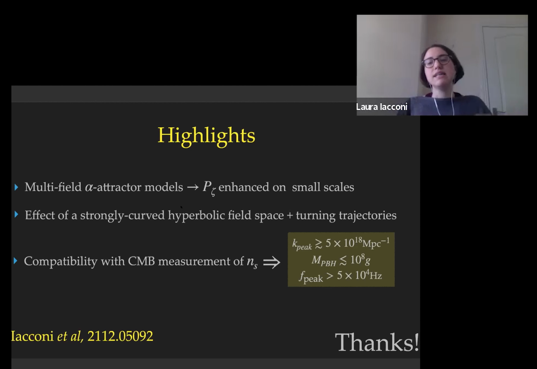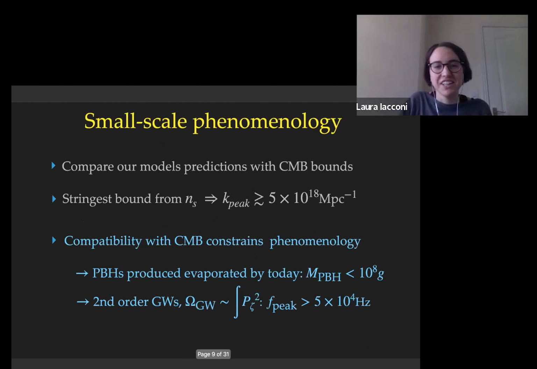Okay, I'd say that on large scales the scalar power spectrum looks... Oh, sorry, I can't move the slides again. Okay, yeah, here.